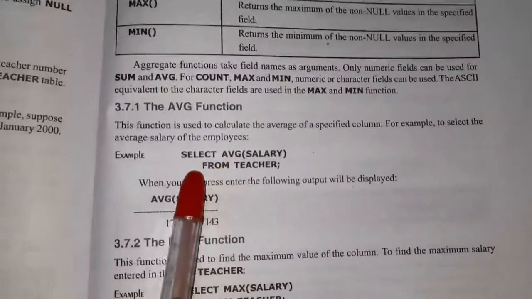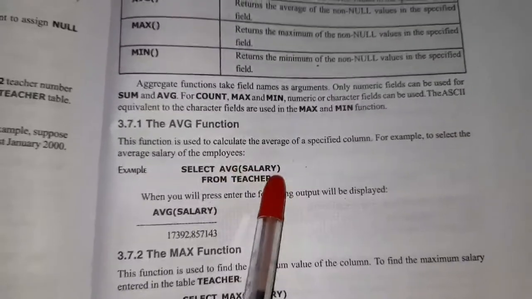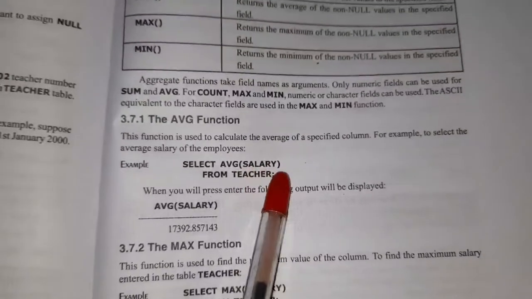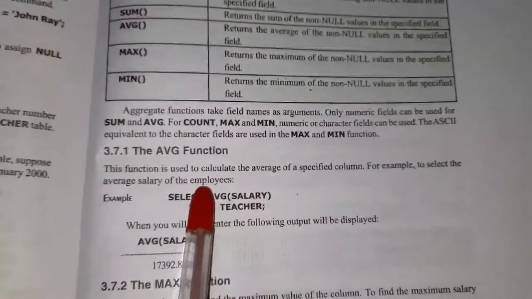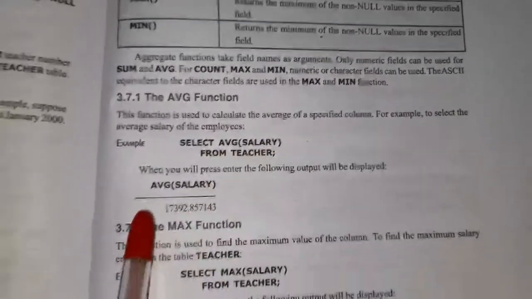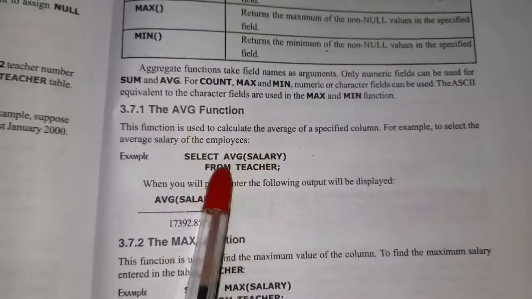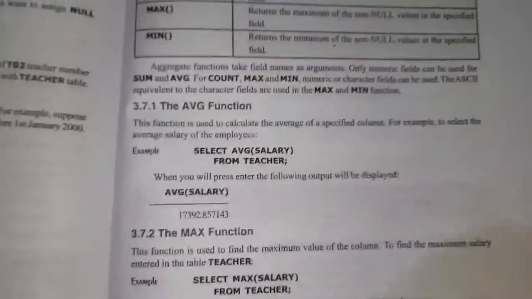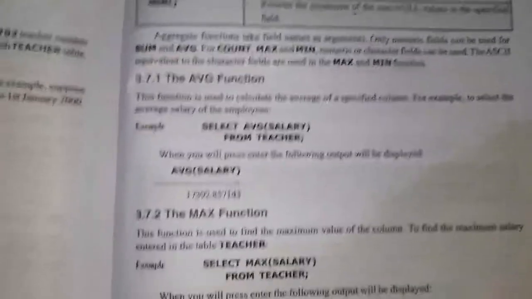So the query is quite simple. Select avg, so this is the function name, and within the parentheses you can see that the column name is mentioned. Here this can act as your variable name. Whatever data is in this salary column, that average will be calculated by this average function. From which table? From the teacher table. This will show the output as the average salary. Always remember that the column name or the function name should be written after the select keyword, before the from clause.